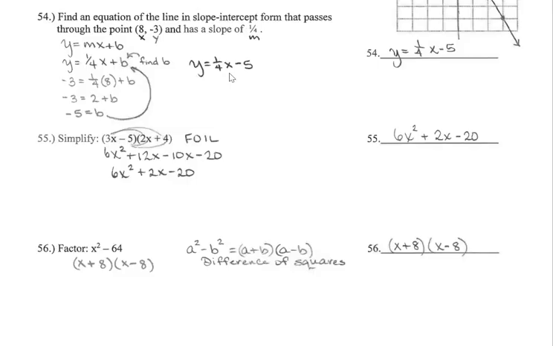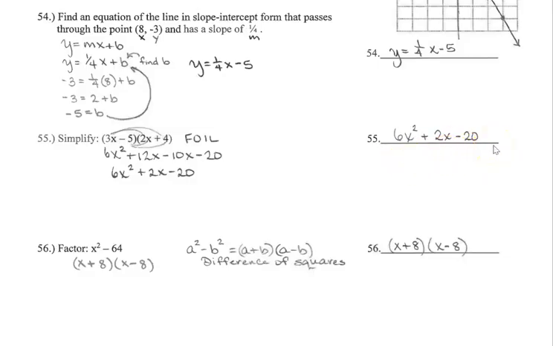All right, then for 55, they gave me two binomials to multiply. So we're going to FOIL those. So we're going to do 3x times 2x is 6x squared. 3x times 4 is 12x. Negative 5 times 2x is negative 10x. And negative 5 times positive 4 is negative 20. So the only like terms I have are these two right here in the middle, the 12x minus 10x. So that's going to give me 2x. And so that's where we get our trinomial answer.